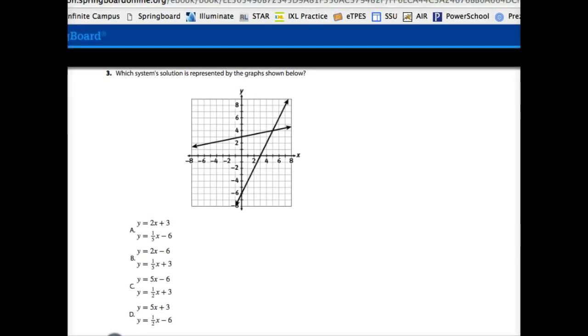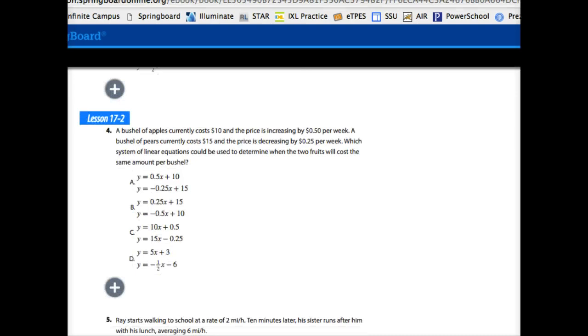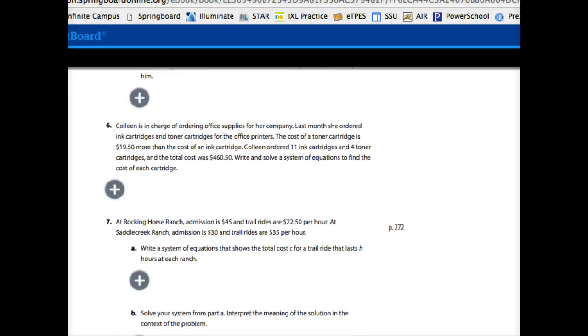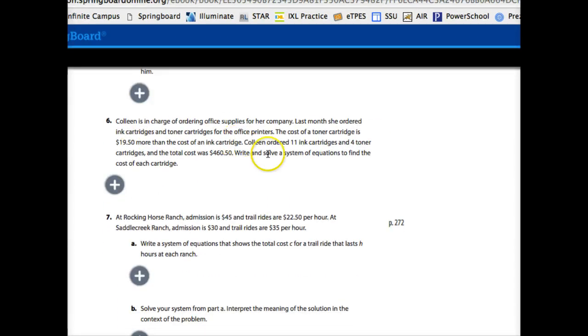I'm going to look at a decent number of word problems here. Number 6: Colleen is in charge of ordering office supplies for her company. Last month she ordered ink cartridges and toner cartridges for office printers. The cost of the toner is $19.50 more than the cost of an ink cartridge. Colleen ordered 11 ink cartridges and 4 toner cartridges, and the total was $60.50.